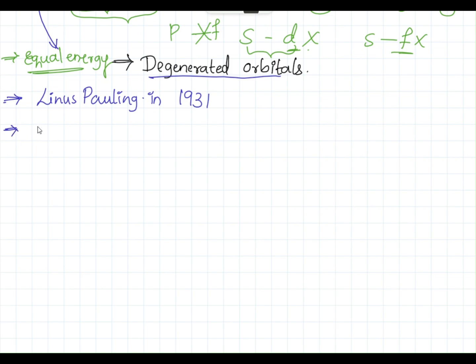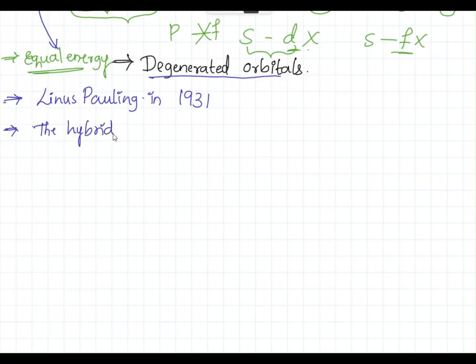So what are the characteristics of hybrid orbitals? They are formed by the mixing of orbitals which have nearly equal energy, and the hybridized orbitals have equal energy, which is called degenerate orbitals. They are more directional than pure atomic orbitals.